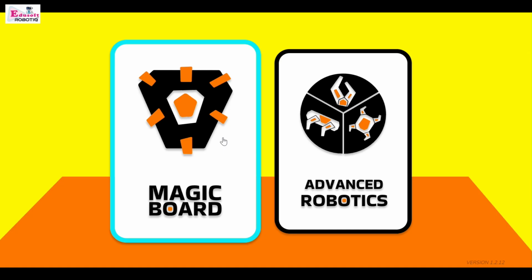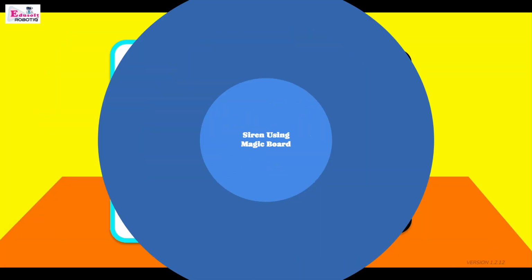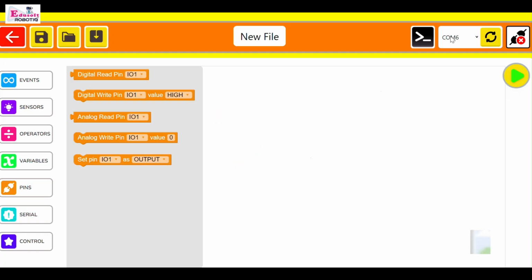Hello, students. Welcome to Edusoft Robotics. In this tutorial, we are going to create a siren in Magic Board. So, let's get started. Step 1. Open the Magic Board coding app and connect the Magic Board using a Type-C cable.